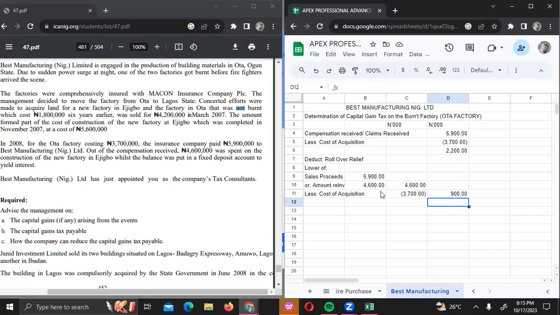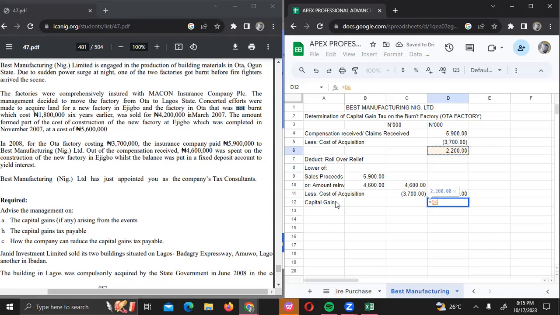And so that's why I was saying it's better for me to use figures to explain it. Partial rollover relief occurs when the amount reinvested is lower than the sales proceeds of the asset. Do you understand? Should I come again? I'm coming again already, sir. It will occur when the amount you invested is lower than the sales proceeds of the asset.